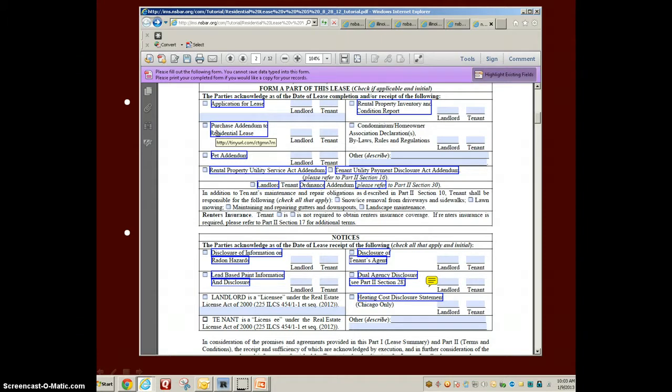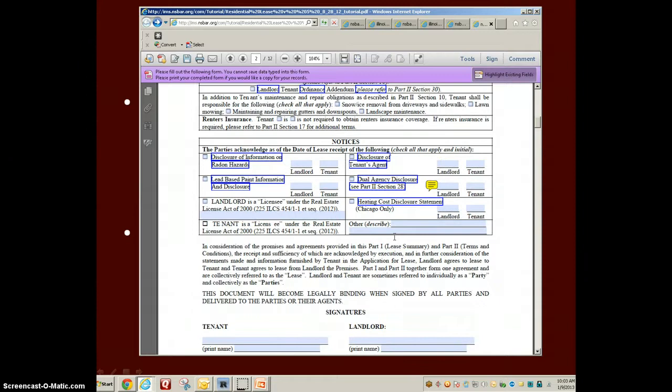If there's a pet addendum, any other addendums, Rental Property Utility Service Act addendum, which will get you into what laws those are and what areas, and then get you into the different forms that you need. If there's any renter's insurance that you're asking them to get, and then you have the regular notices, the notices that you know by law that you have to give when you're renting or selling. So you've got the radon, you have the lead paint, the disclosure of your agency notice, and if there needs to be a disclosure on dual agency.